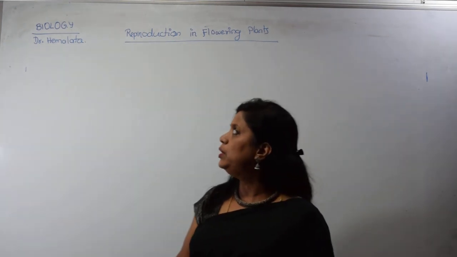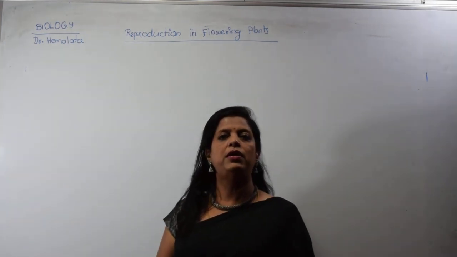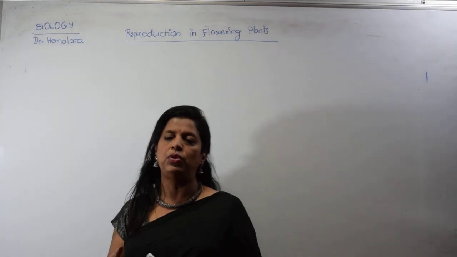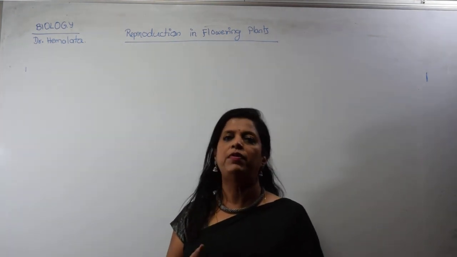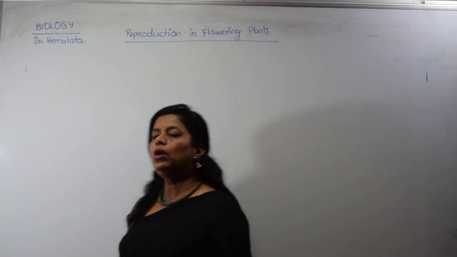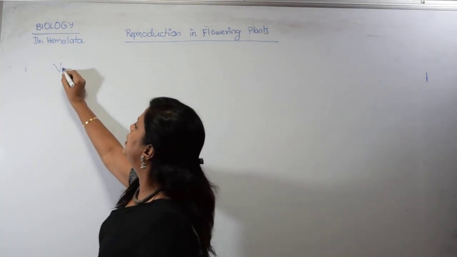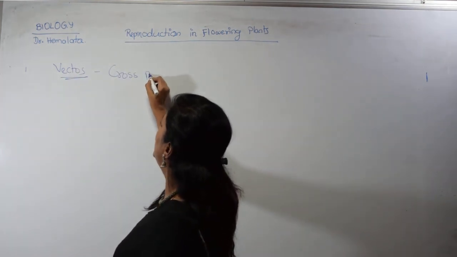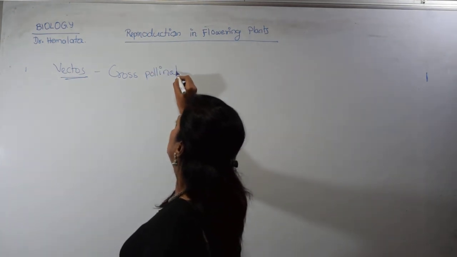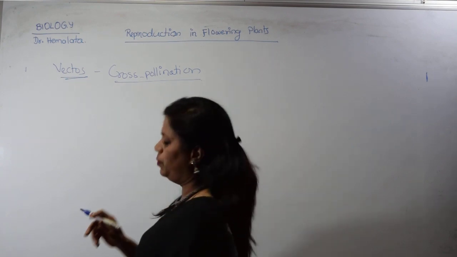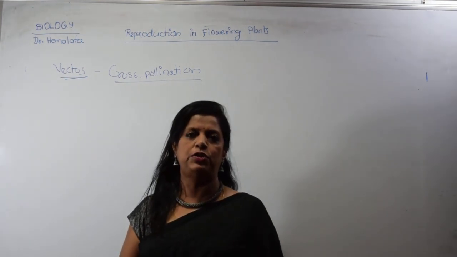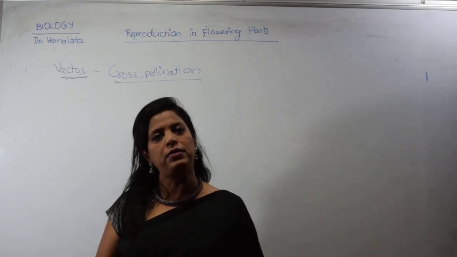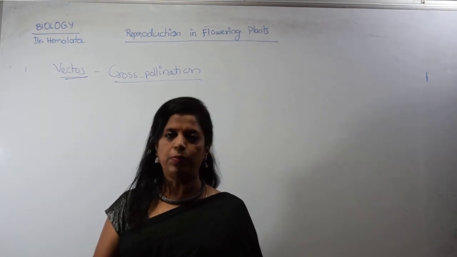Now we will talk about the various agencies or vectors involved in cross-pollination. In the previous class I told you the advantages and disadvantages of self and cross-pollination. Now we will talk about the various vectors involved in cross-pollination. So you all know that mainly, as I told you already, it is the wind and the insect. Apart from that, there are a lot of vectors. Based on the type of vector, we name different types of pollination.